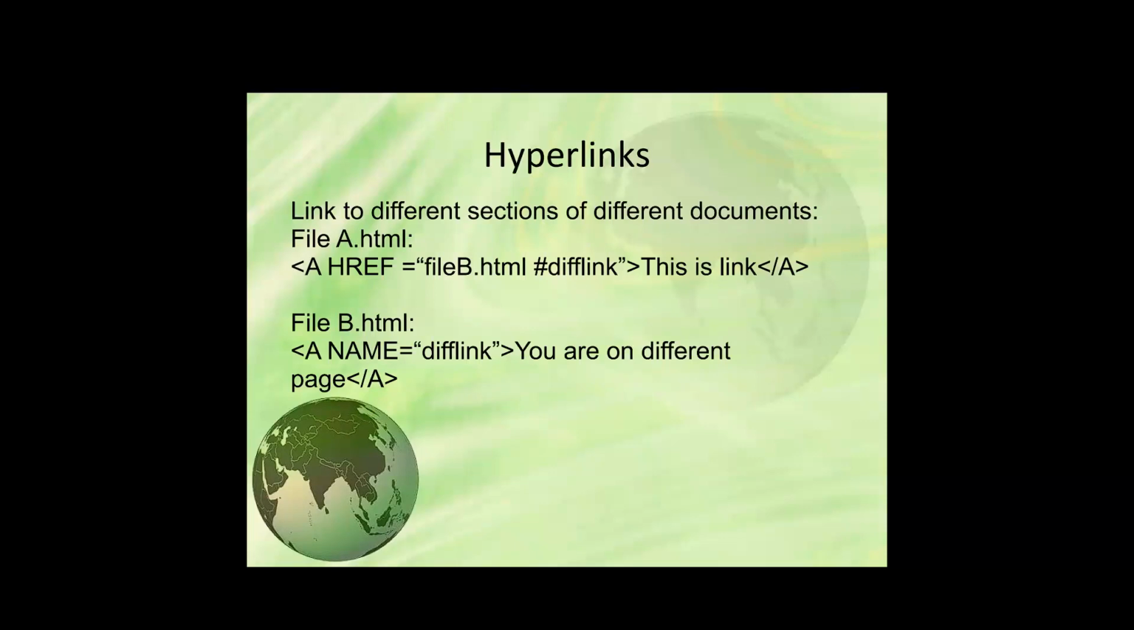Link to different sections in different documents. File a.html is given as a href, file b.html hash different link. That is, it is accessed by a different link. Here we give file b.html with the name equals different link, saying you are on a different page. Whenever we access this link, it redirects us to the different link page, where it says that you are on a different link.